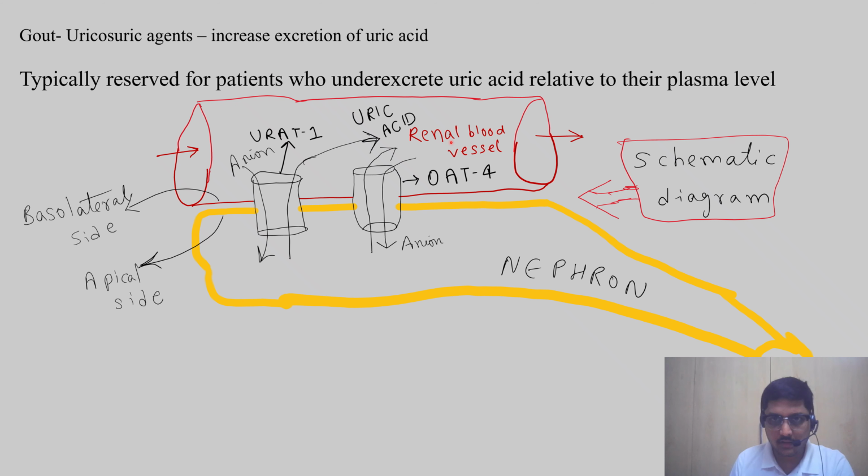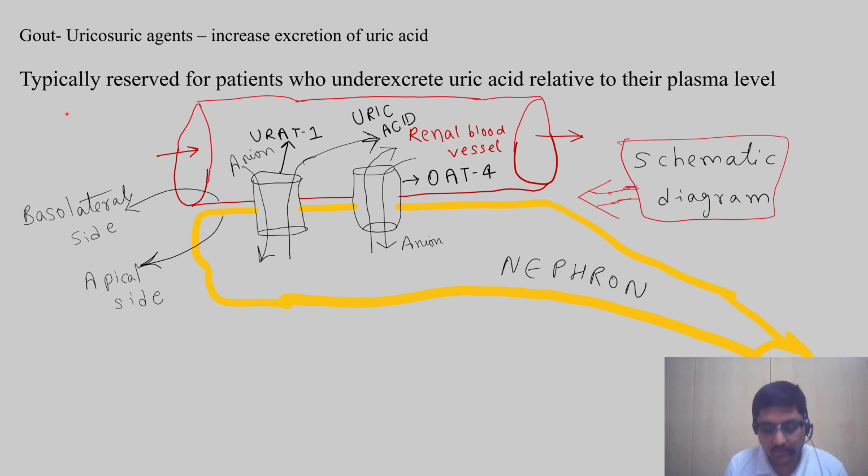Okay, so this is a schematic diagram. This is the renal blood vessel, you can see. This is a schematic representation of the nephron. This is the end product, the end urine which is formed here, and it is eliminated from here. So what is happening here? This is the apical side of the nephron and this is the basolateral side. That is, there is a unilayer membrane between this blood vessel and this nephron, right? This is the apical side and the basolateral side.